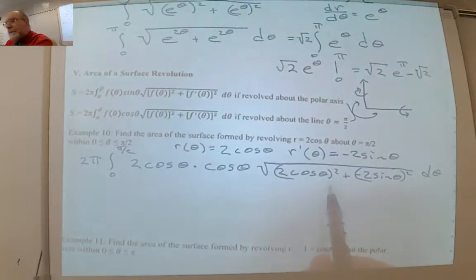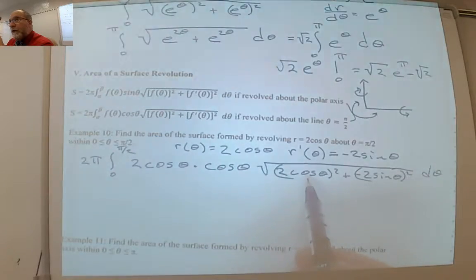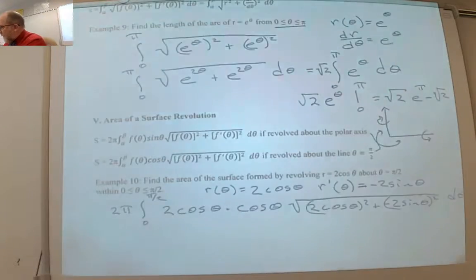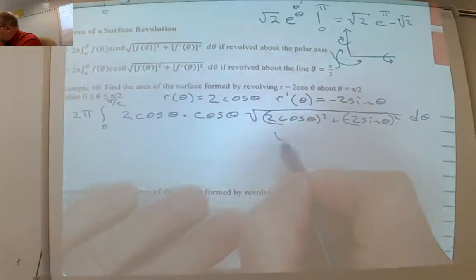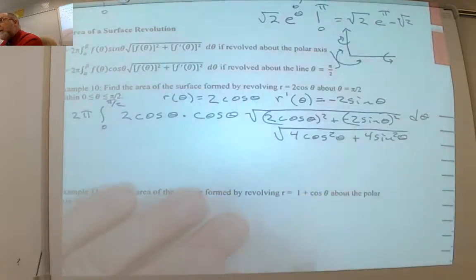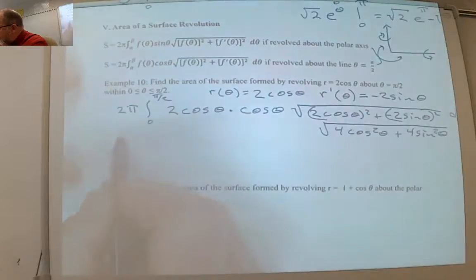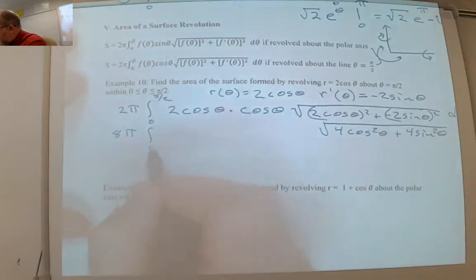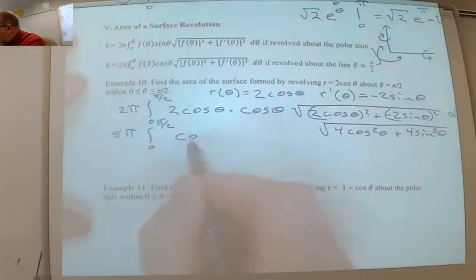So, does anybody know what this is? One. You're close. 2. It's the square root. Oh, 2, because I'd factor out a 4. Does everybody see that? Yeah, I forgot. And I get cosine squared plus sine squared, and the square root of 4 is 2. This is going to become 4 cosine squared theta plus 4 sine squared theta. I get the whole thing. Okay, so I'm going to get 2 for that. So I now have 8 pi, integral from 0 to pi over 2 of cosine squared theta d theta.